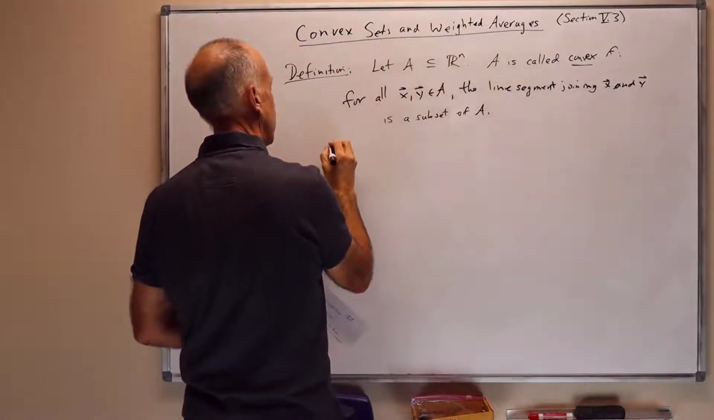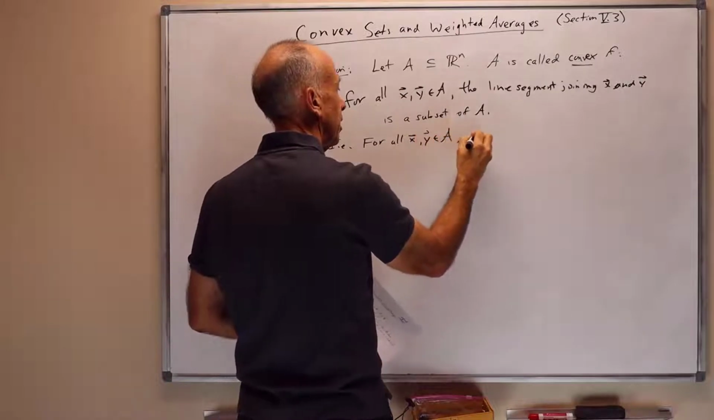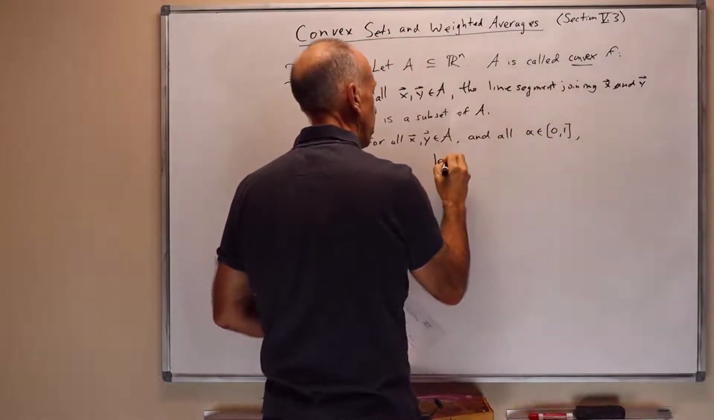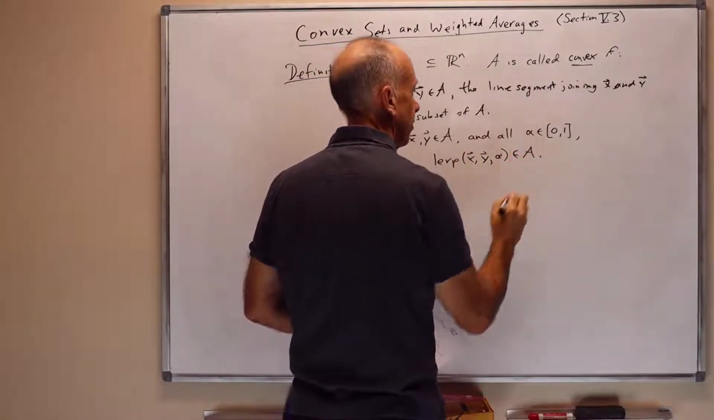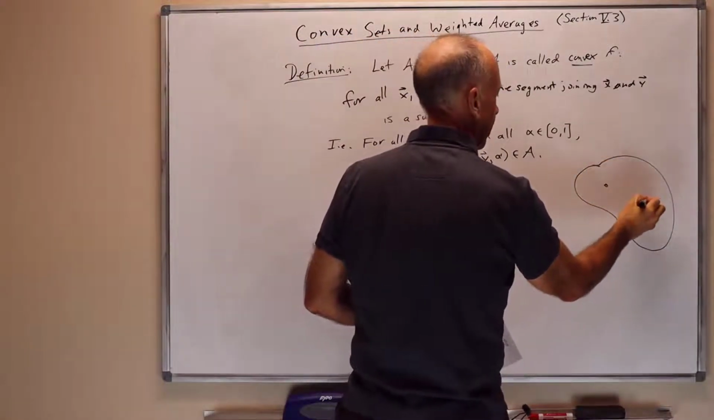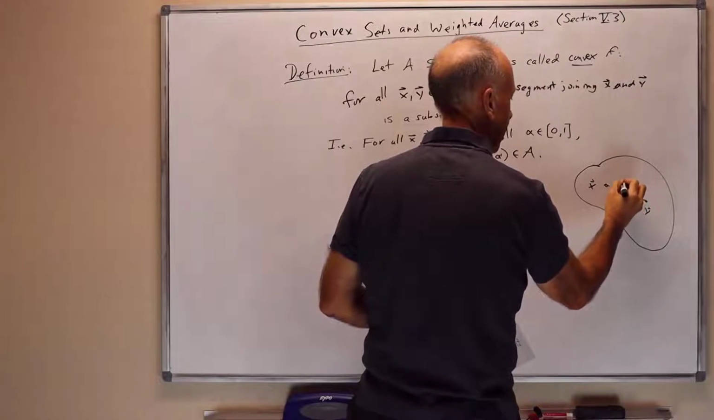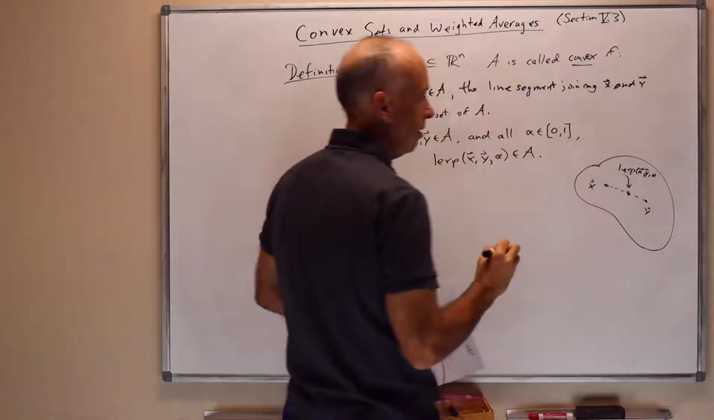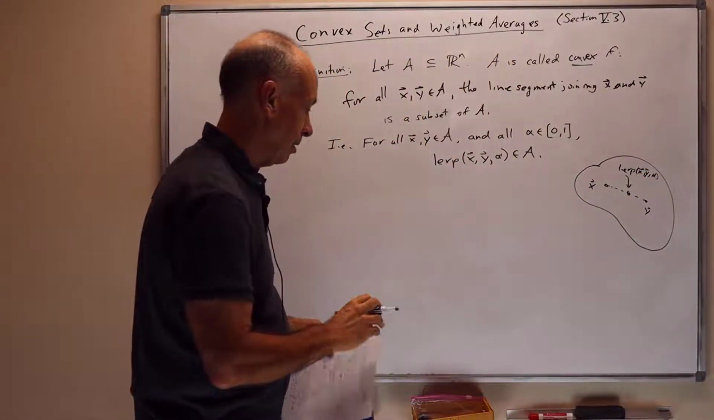Another way to say the same thing is that for all x and y in A and all scalars alpha in the interval [0, 1], lerp(x, y, alpha) is in A. So our picture is there's some set A, and if we take points x and y, and we join them by the line segment, maybe we go fraction alpha of the way, then lerp(x, y, alpha) is in the set, and since alpha could be any value between 0 and 1, the whole line segment is in A.